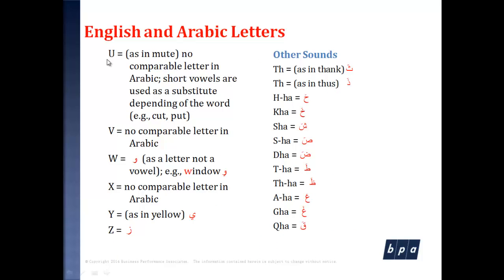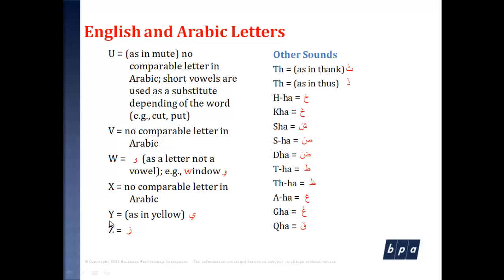U, as in mute, has no comparable letter in Arabic. Sometimes a short vowel is used to substitute in some cases. The letter V has also no comparable letter in Arabic. W, as a letter, not as a vowel here, has the waw in Arabic. X has nothing in Arabic to compare to.